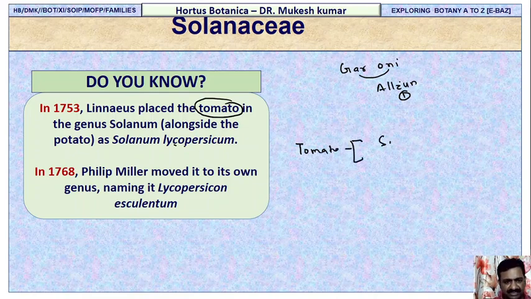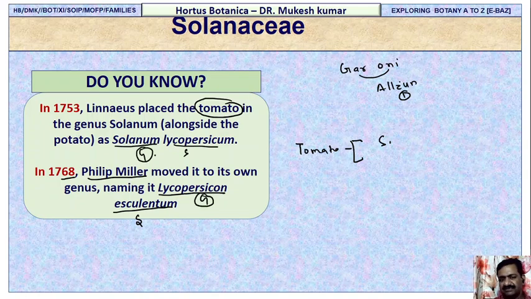Solanum lycopersicum. But after 1768, the scientist Philippus Miller changed it to Lycopersicum esculentum. See, this is the genus and this is the species. So when you count here, the genus is Solanum. When you count here, then the genus is Lycopersicum. This is changed, so it's very important. Be careful when you are talking about the genus. You must follow the modern change: Lycopersicum esculentum.